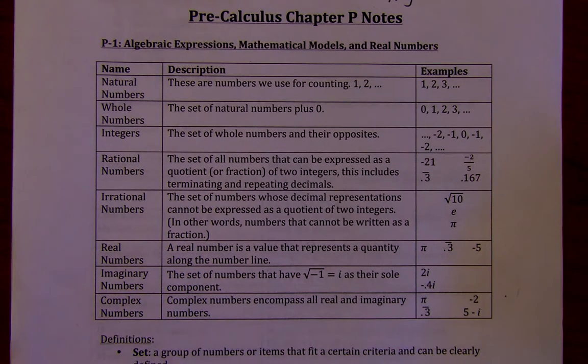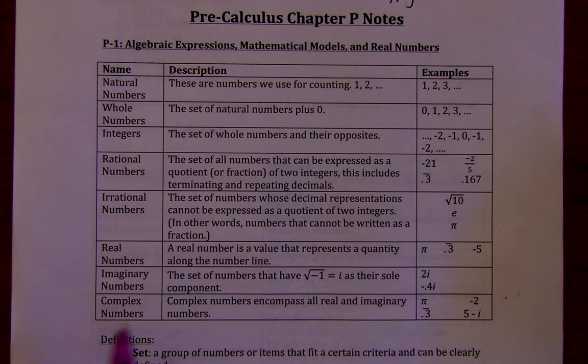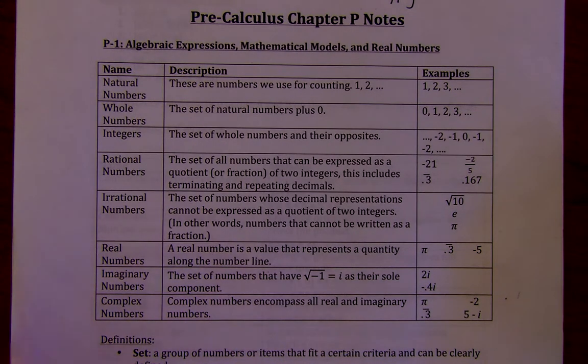Then we have imaginary numbers. Those are only numbers with an i. So 2 is not an imaginary number. 2i is an imaginary number. Complex numbers include all of these. So it includes irrational numbers, and repeating decimals. We also have simple numbers like -2, but we also have things that are combined with a real part and an imaginary part. So this is a complex number here, 5 minus i.